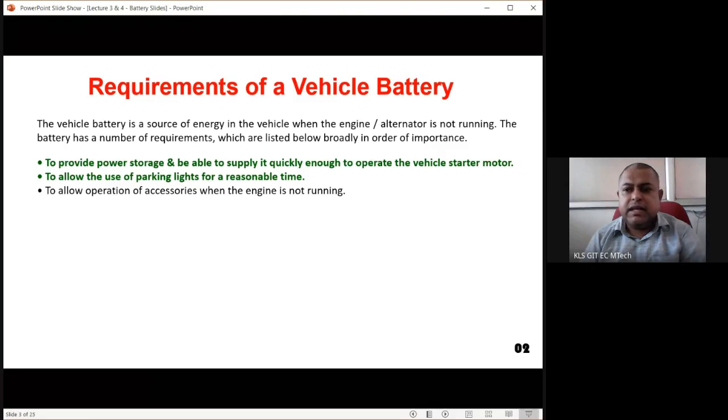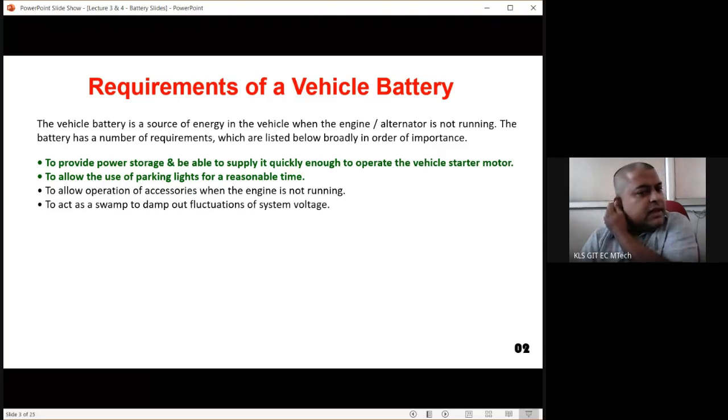I gave an example that some senior is sitting in the car, and you want to go to a shopping mall, pick up a few things and come back. You have to keep the AC on, you have to keep the sound system on, though the engine is not running. At that time, the battery will be supplying all the electricity required. So it should be supplied by the battery to all these accessories: the sound system, lights, the AC and other things. This battery also acts as a swamp, or damps out fluctuations of the system voltage.